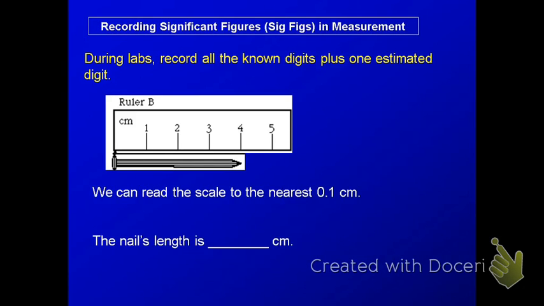Sometimes when you're reading data, you'll have an object that you're measuring that falls exactly on an increment. And you might be tempted to record just 4 in this example, but that would be incorrect because we need to read the scale to the nearest 0.1 centimeter. So we should record the length as 4.0 because we need to read to the nearest tenth.